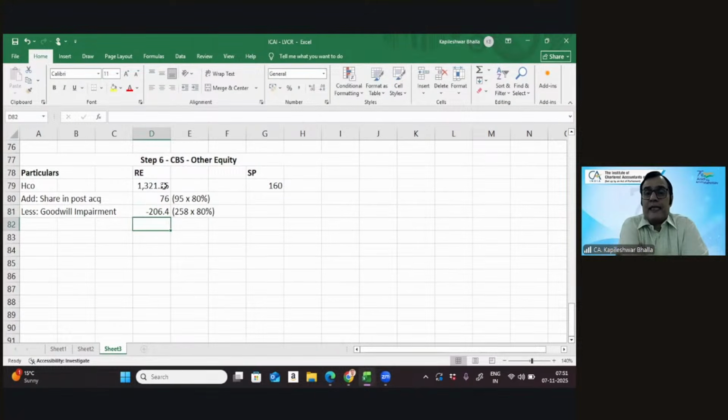There are no stock reserve calculations given. So I think that takes care of my step number 6.